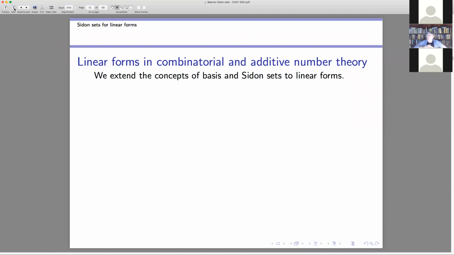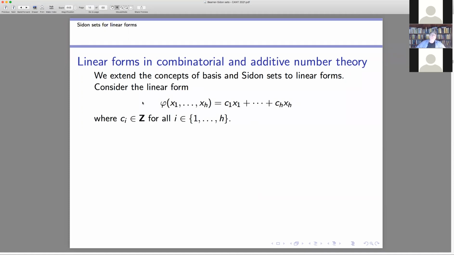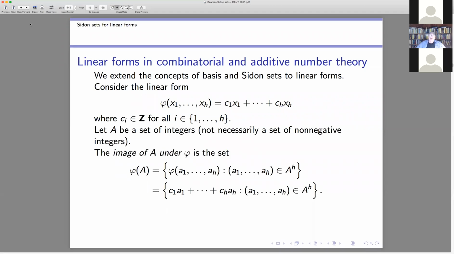So what I am doing is just looking at the analog of a Sidon set for a linear form. A linear form is a function that looks like this: phi of x1 up to xh equals C1x1 plus C2x2 up to Ch x sub h, where these coefficients C sub i are integers. And if you take a set of integers A, negative or non-negative or positive, doesn't matter, you look at the image of the set A under phi, every number that's represented by this linear form phi.